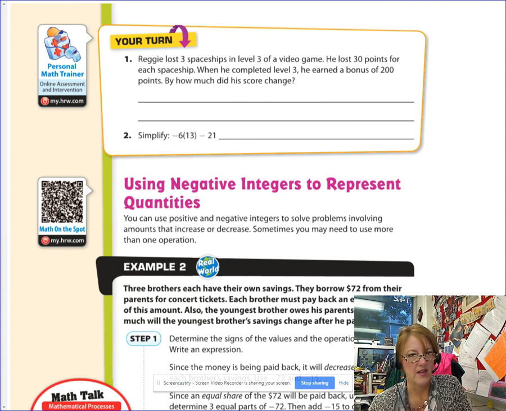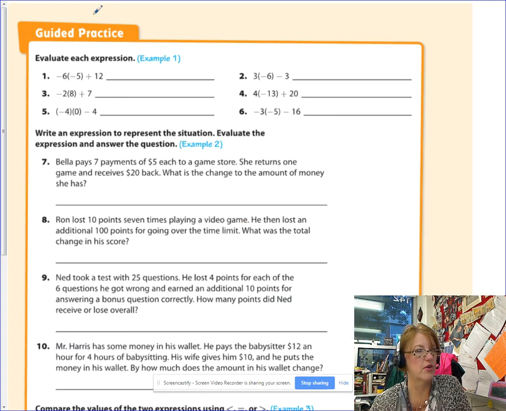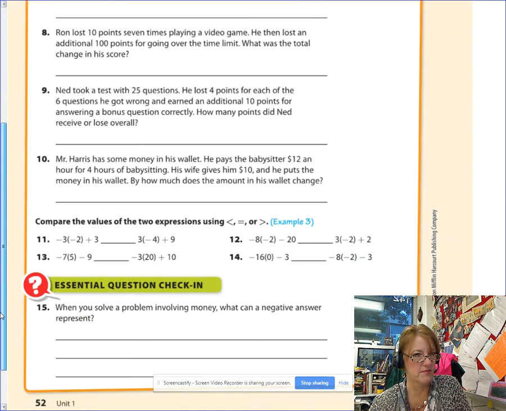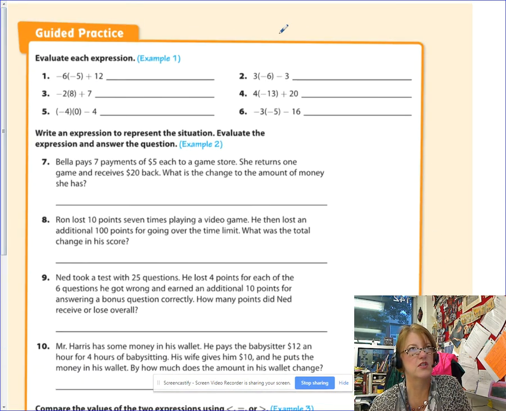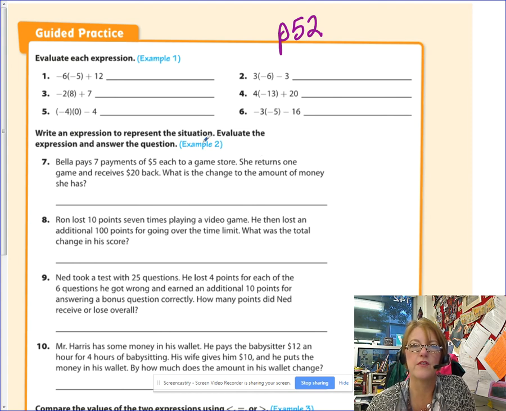All right, you can turn ahead in your book. I want you to find these guided practice problems, page 52. Start cranking away on these. Check Schoology for your assignment. And as always, may the force be with you.